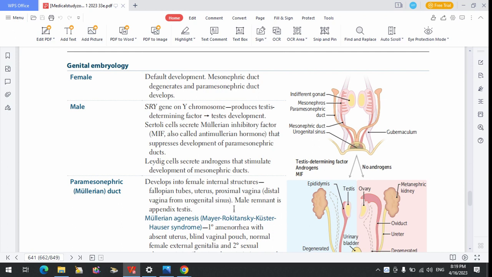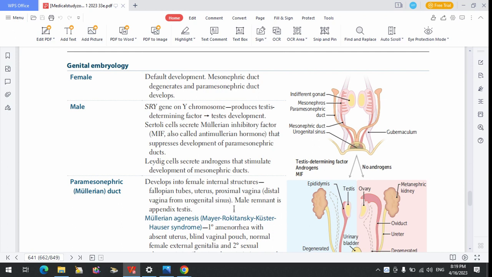So what will happen to the internal duct? Because Sertoli is now releasing Mullerian inhibitory factor, it will cause the Mullerian duct to degenerate. Leydig will now secrete androgen to stimulate development of the mesonephric duct. So what are the components of the mesonephric duct? The seminal vesicle.